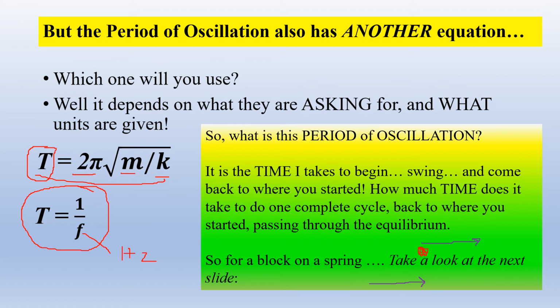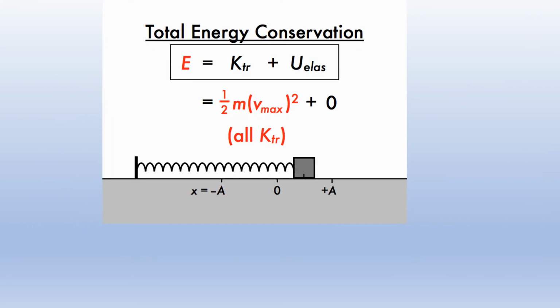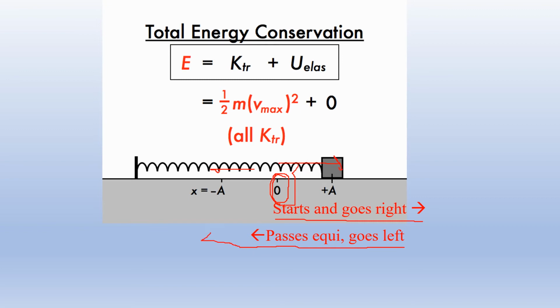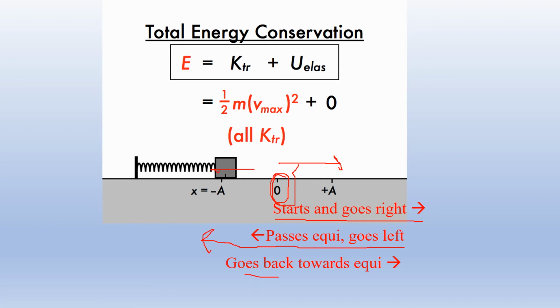So, when we have a block on a spring, let's take a look at a picture of what that would look like. So here we have our equilibrium point right there. If the block sits right there, that means the spring is not compressed, it's not stretched, it is totally neutral. Here we are compressing, and we are extending. Compressing and extending. So if I start here on my equilibrium and I go to the right, then I pass the equilibrium and I go to the left, and then I go back again.